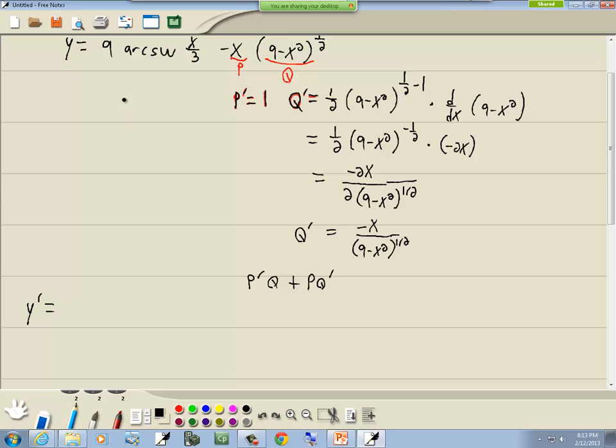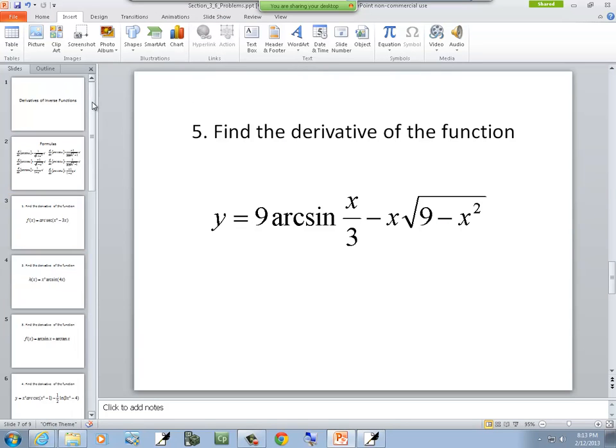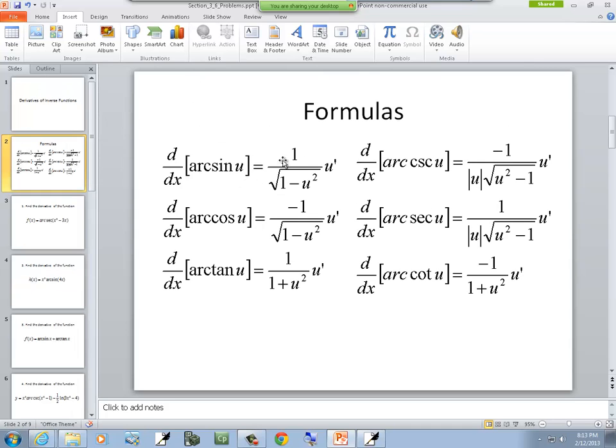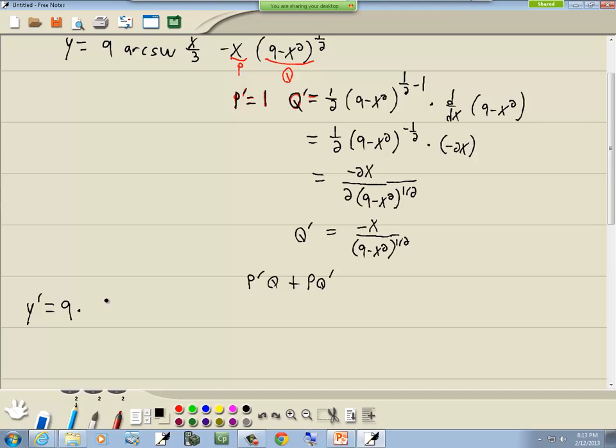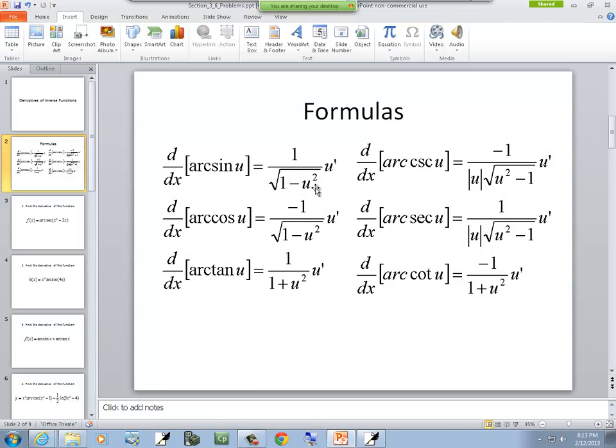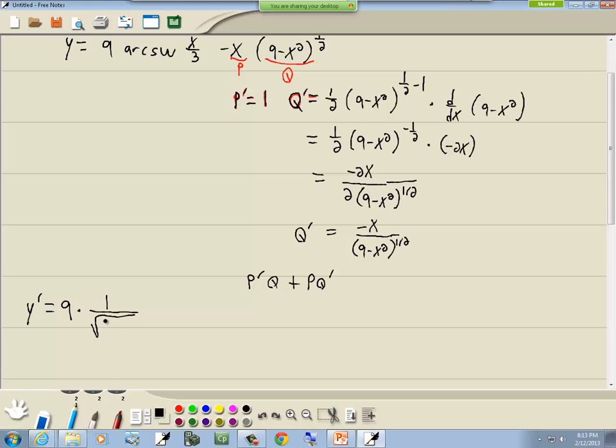Okay, so for y prime, the 9 stays out in front, and times arc sine. And again, the x over 3 is our u. Well, let's go look at our formula for arc sine. Arc sine is 1 over the square root of 1 minus u squared. So we're going to have 1 minus x over 3 squared, because that's our u.